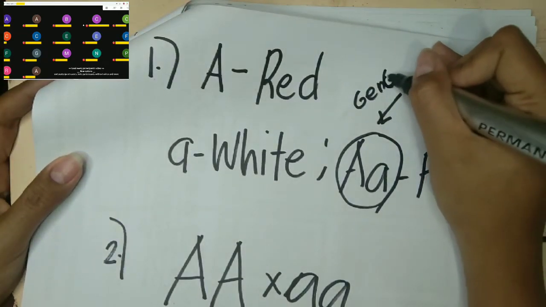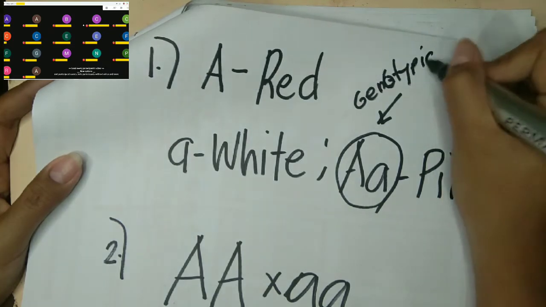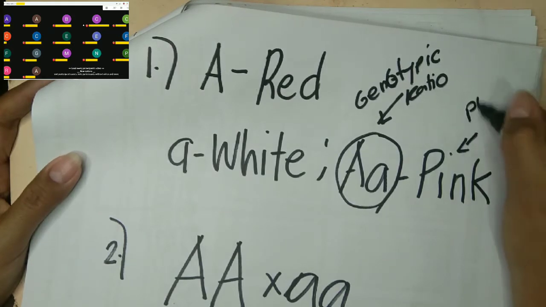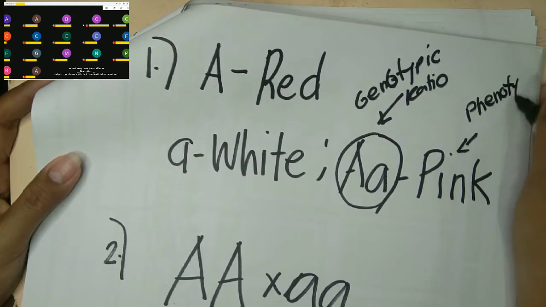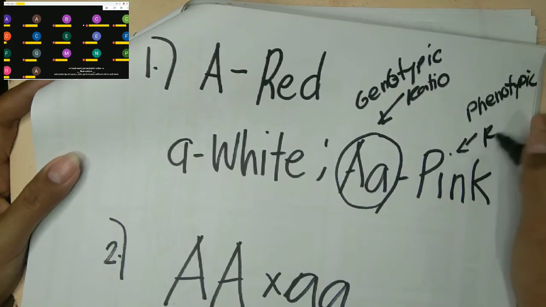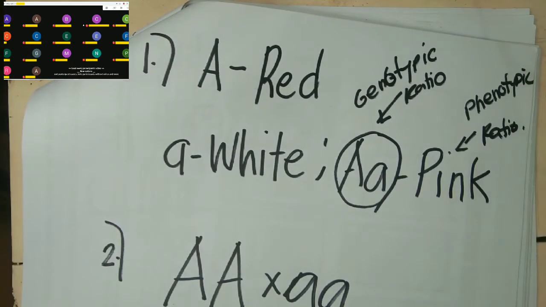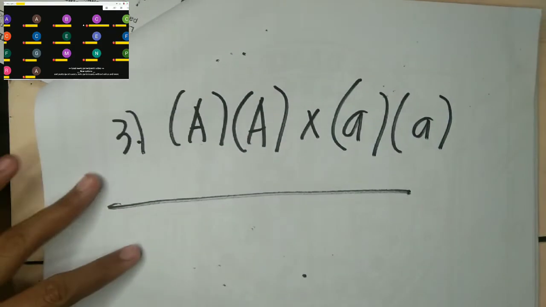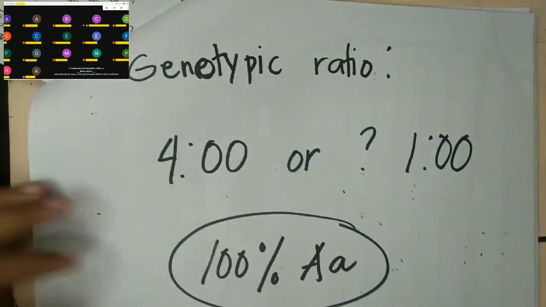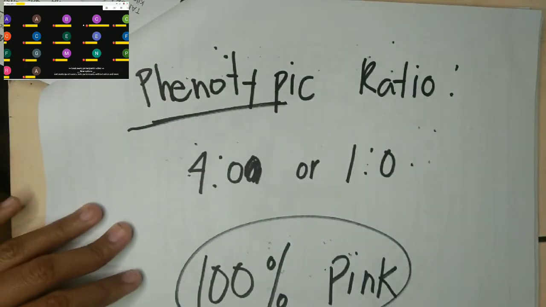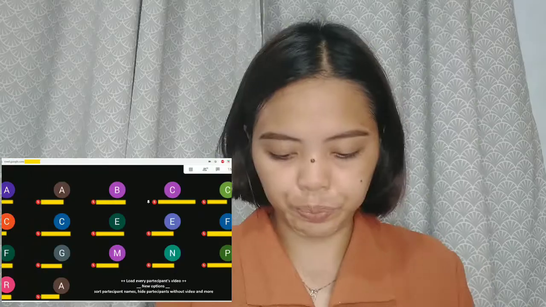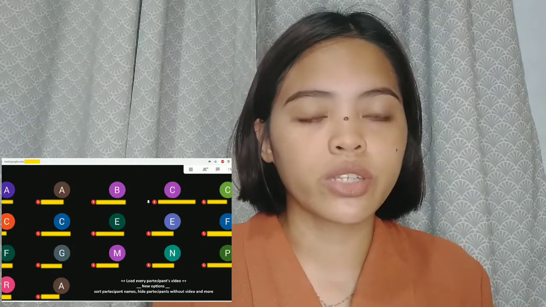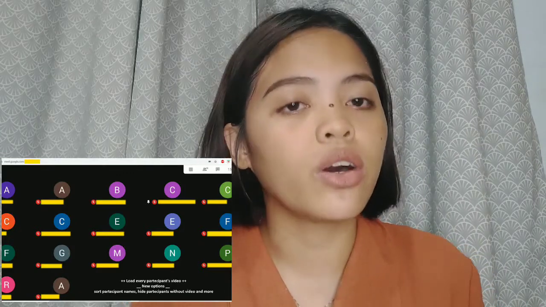So this dominant and recessive trait is called the genotypic ratio. And then the color, which is the result, is called the phenotypic ratio. Okay, get it? Any questions? Okay, so what is the result? The result is color what? The result is color pink.